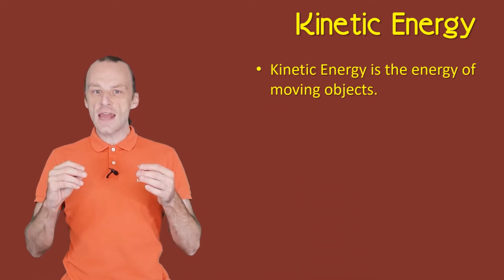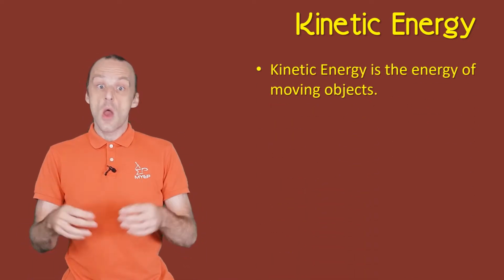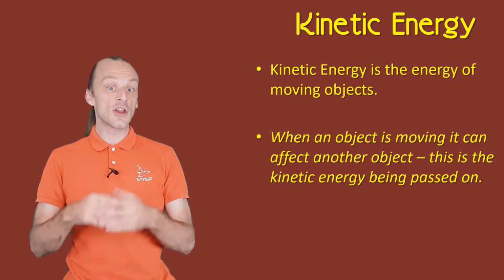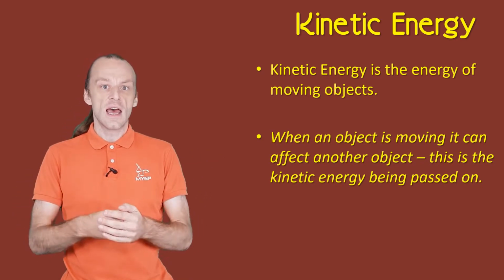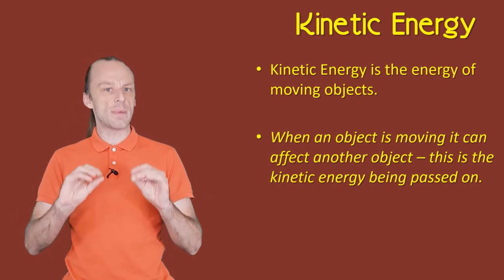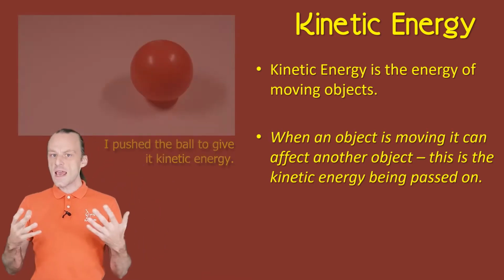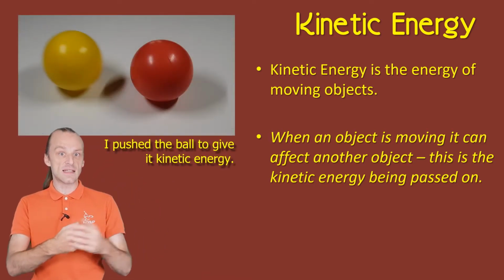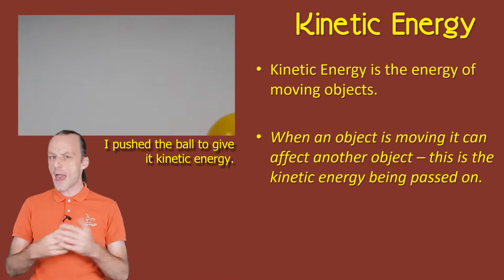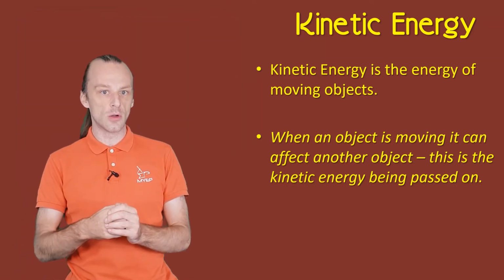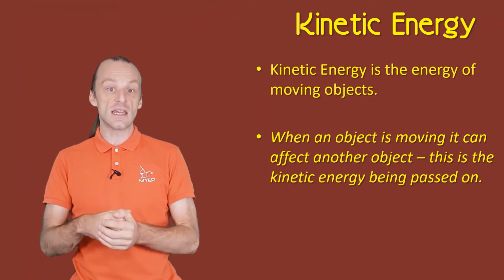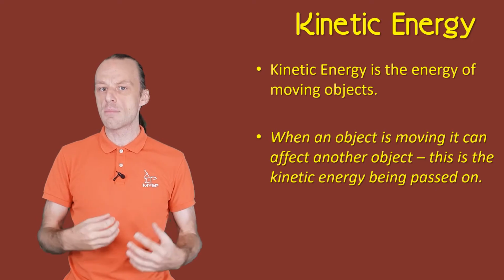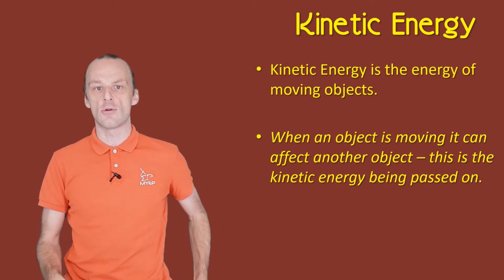So, to start with, kinetic energy is energy of moving objects. When an object is moving, it can affect another object. This is kinetic energy being passed on. Here you can see a ball with kinetic energy passing some of that energy on to another ball. The mass of objects is also important in how much kinetic energy they carry.